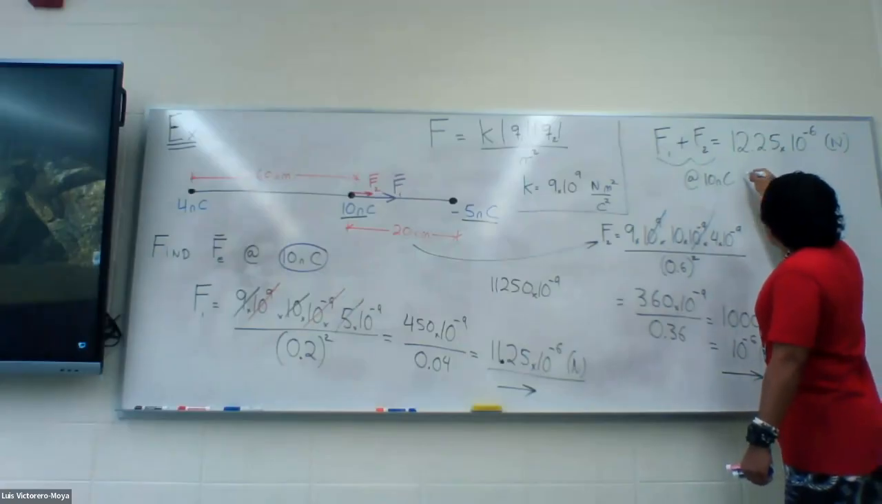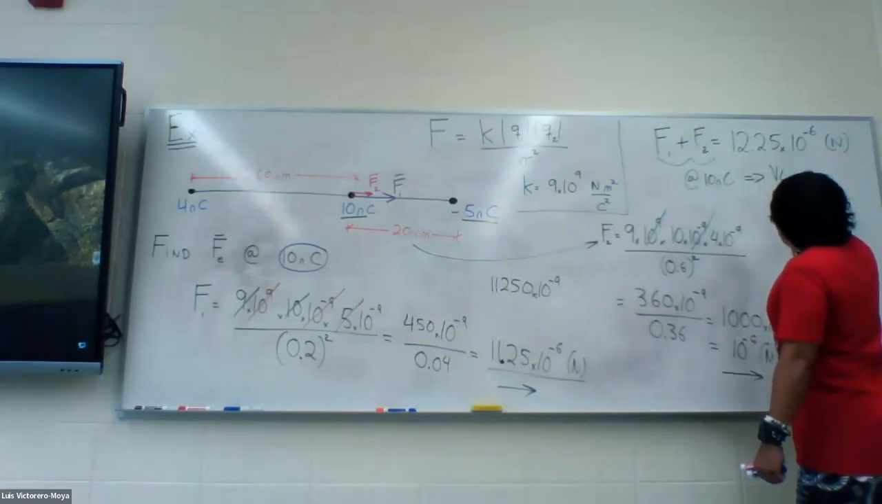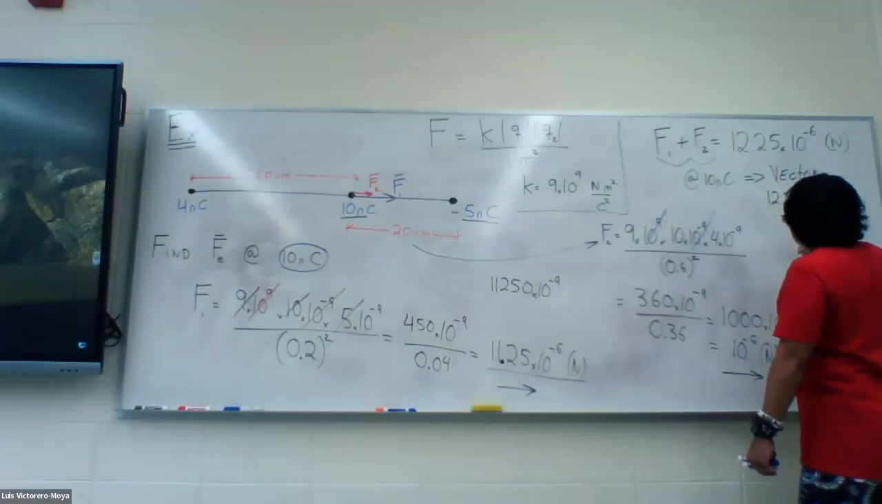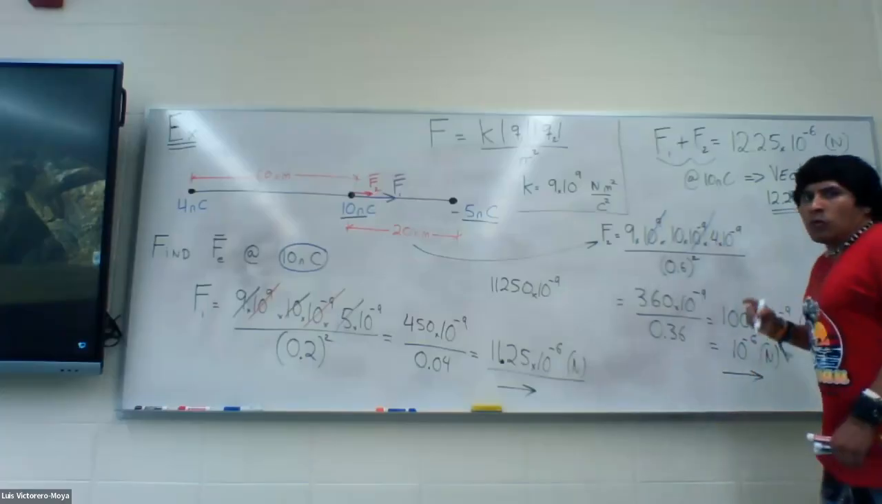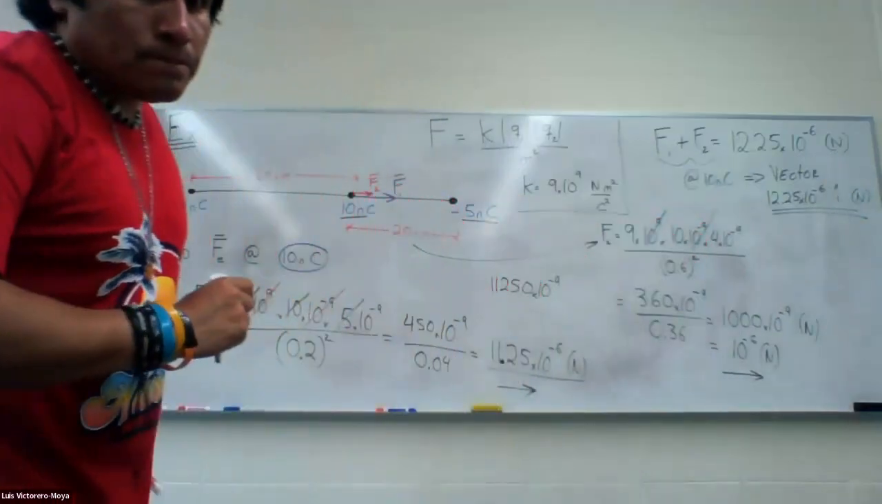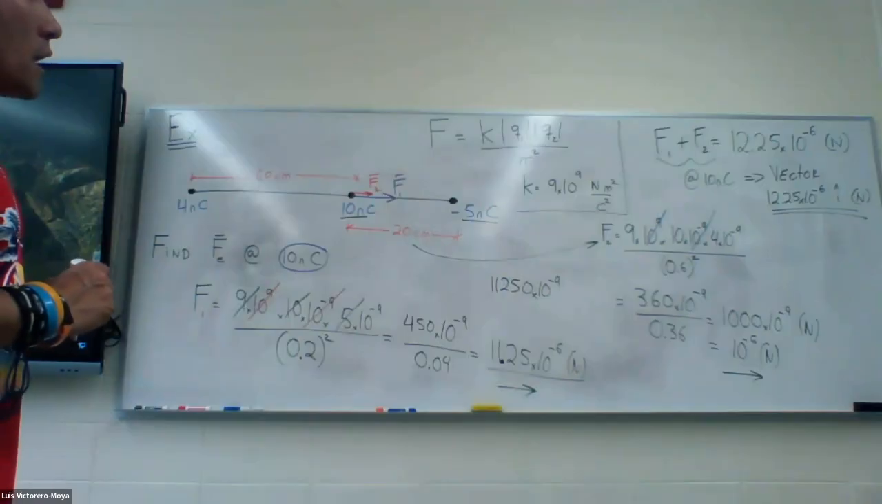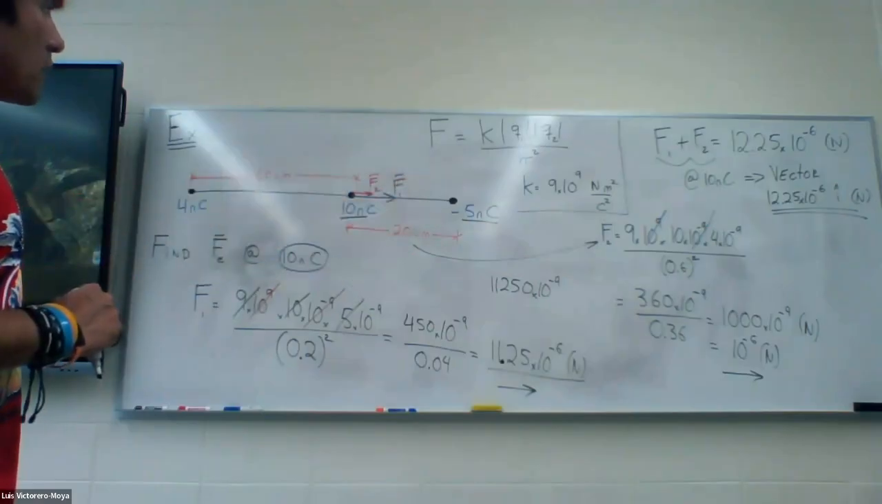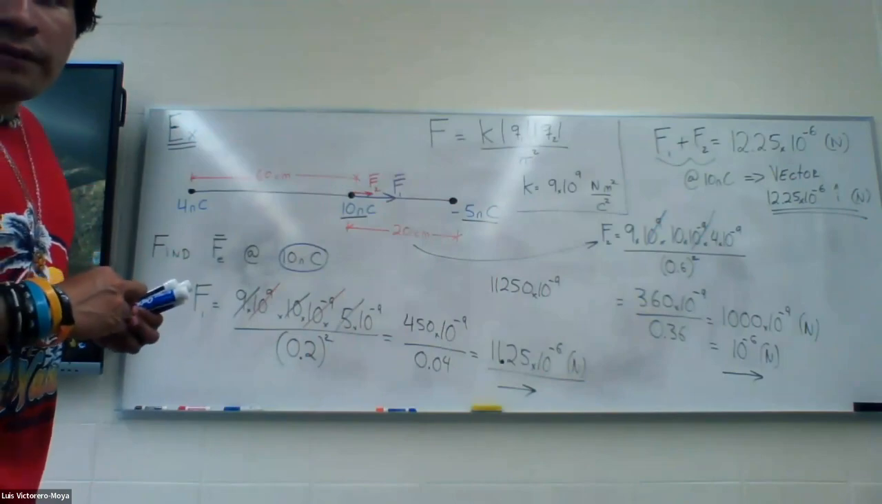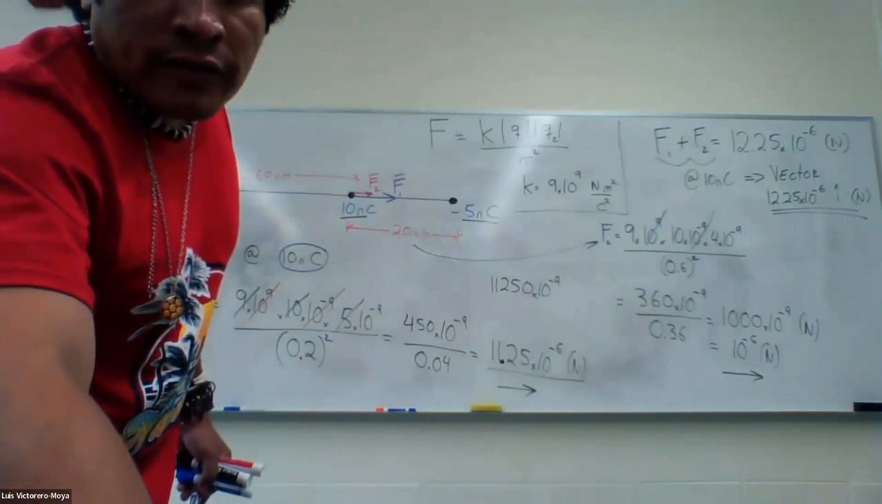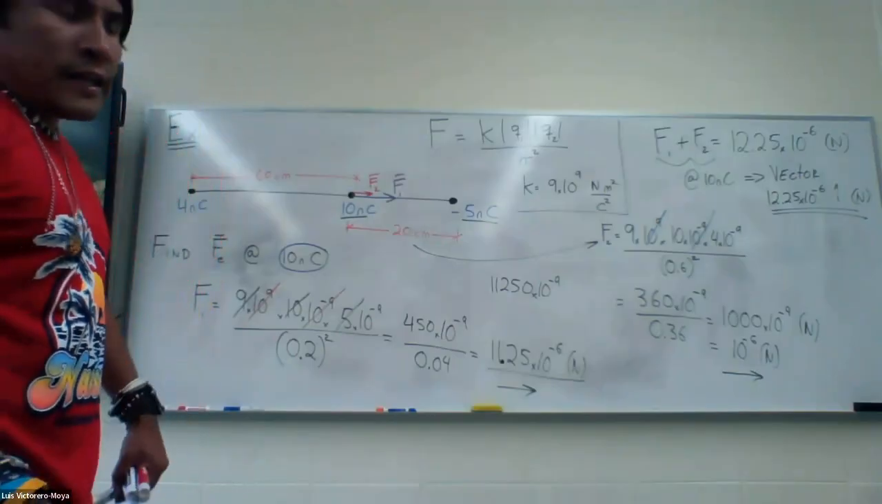Vector-wise, as a vector, it will be 12.25 times 10 to the -6 i newtons. That will be your final answer for that question. Okay. Now, you see, I use the equation twice because there are 3 charges. And I look at the force acting on 10 nanocoulombs, right? So, I don't know if you guys have any questions regarding this.